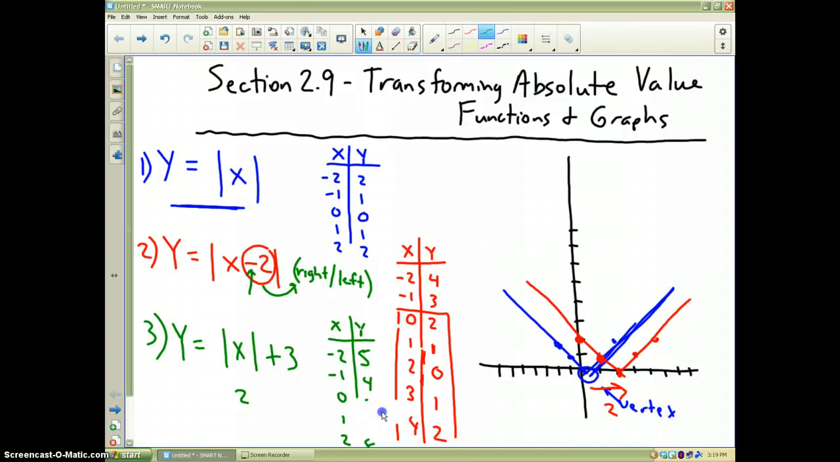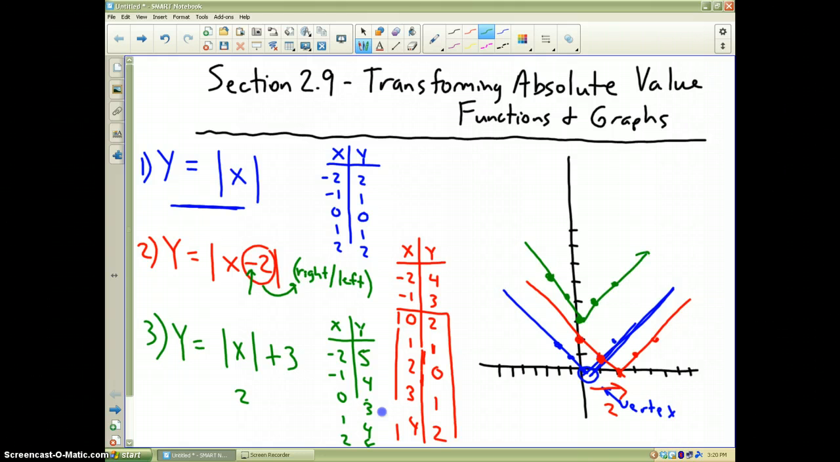Sorry, having a little difficulty staying on the board there. But you get the idea. Now, if I plot my points, -2 is up at 5. -1 is at 4. 0 is at 3. 1 is at 4. And 2 is at 5. And so my graph looks like this.